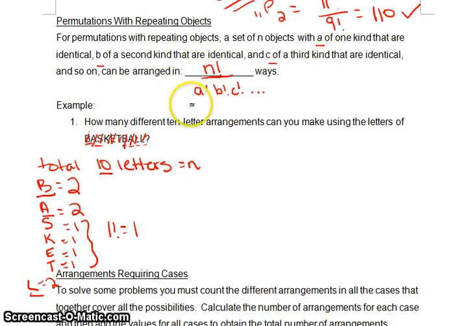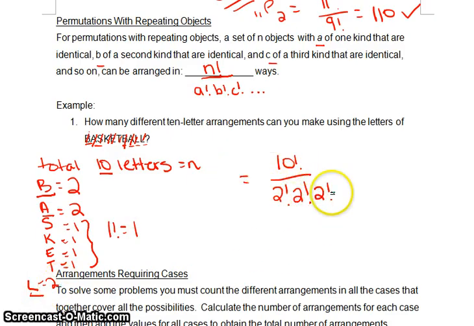So we're going to write out this equation here. Our total is n, so we have 10 factorial, divided by B factorial. In this case, our first one there was 2, so 2 factorial. A had 2 factorial once again, and L had 2 factorial.